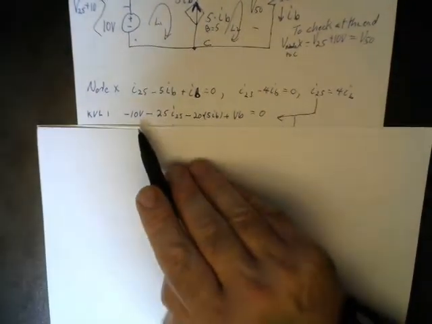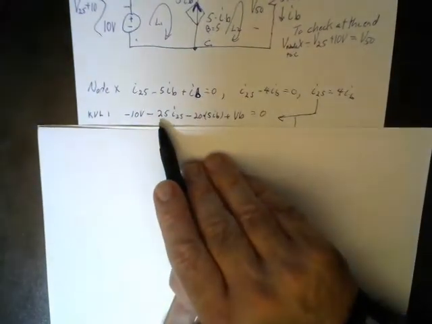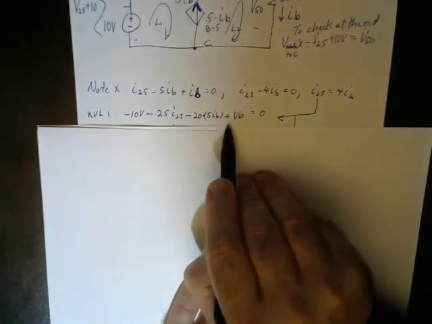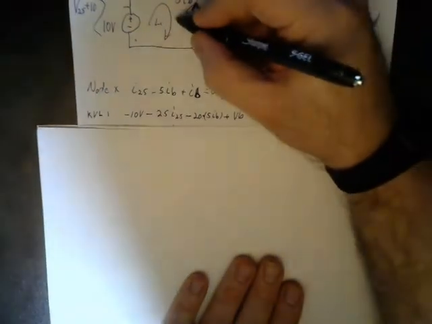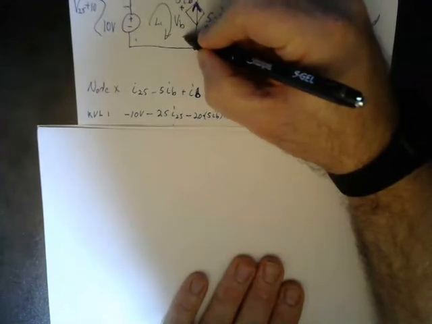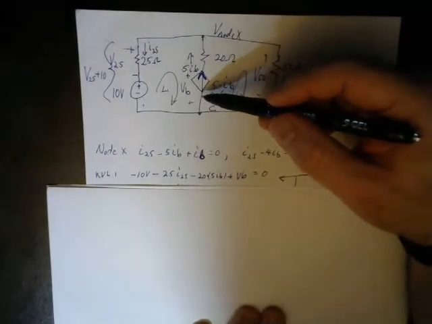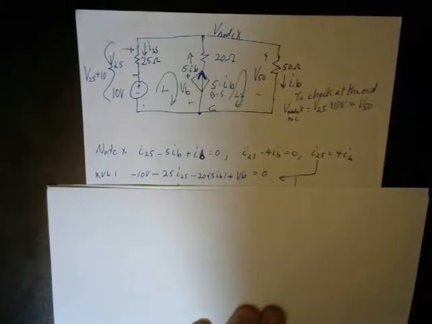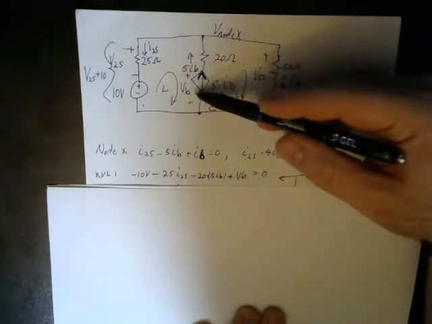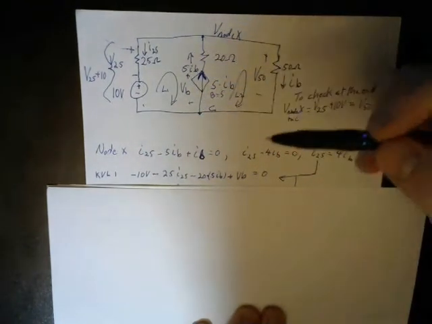Some of you may be seeing this for the first time, so you won't have seen my mistake. But nevertheless, going around this loop, going into the minus terminal, I have minus 10 volts, minus 25 times I25, minus 20 times 5IB, plus VB. VB is the voltage across this dependent supply. So it's just a variable I'm making up. I happen to know, having done enough of these problems, that the VB disappears. So when you have a dependent source, you can make up a current if you have a voltage source, and you can make up a voltage if you have a current source and solve for it, but it'll disappear from the equations. So plus VB.